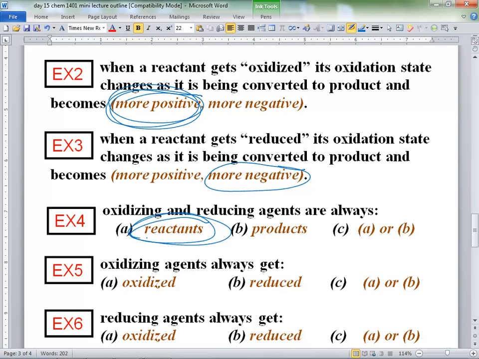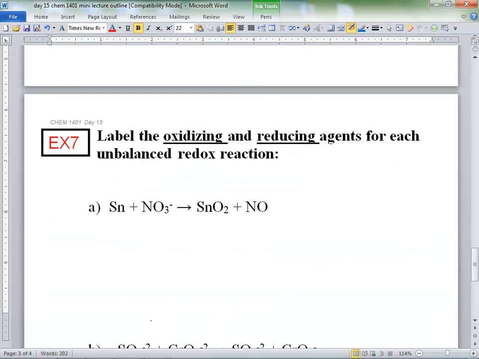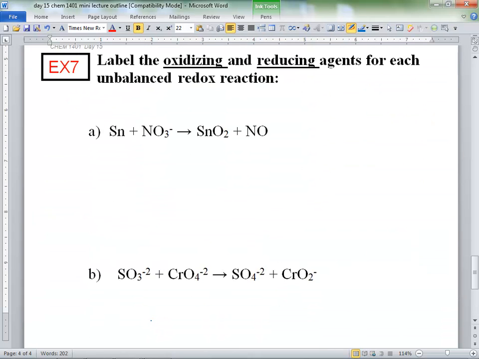Oxidizing agents and reducing agents are always reactants. They're agents. They're the ones that are inducing this change. Oxidizing agents always get reduced. Reducing agents always get oxidized. Okay, so let's see if we can figure one of these out. Label the oxidizing and reducing agents. That means tin has to either be the oxidizing or reducing agent. Nitrate has to either be the oxidizing or reducing agent. We don't know which is which.